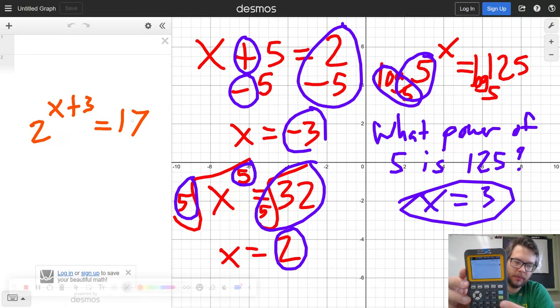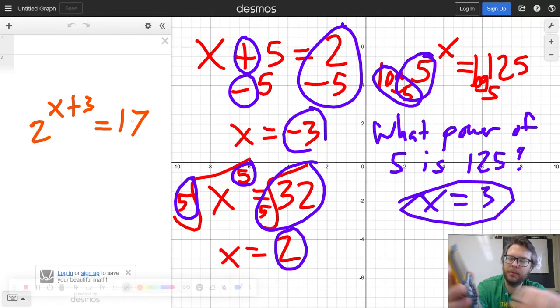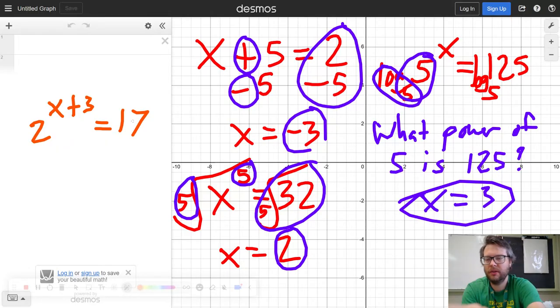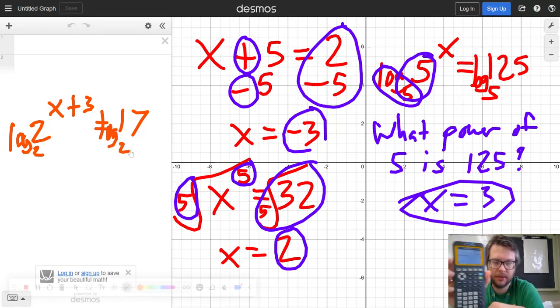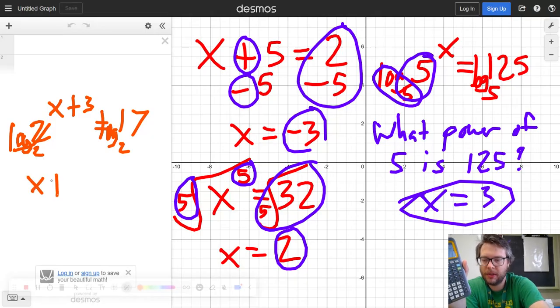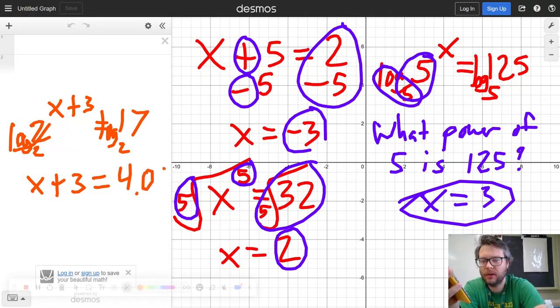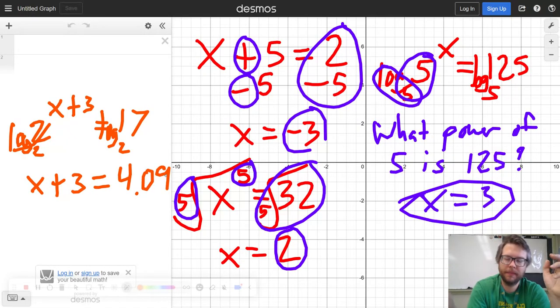So you go math, alpha, math, and you go log with a base of 2 and an input of 17, like that. To show your work, what you're doing is you are applying the inverse to both sides of the equation. Log base 2 on both sides. Log base 2 cancels the exponent base 2. So I get x plus 3 equals 4.087, so I'm going to round it to 4.09.